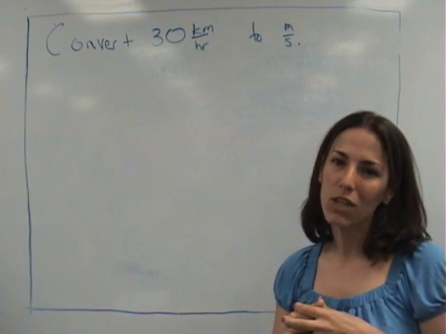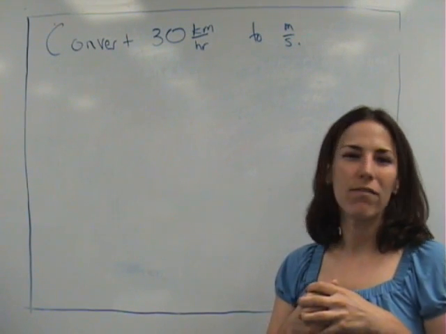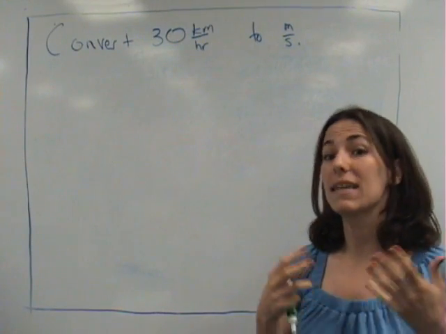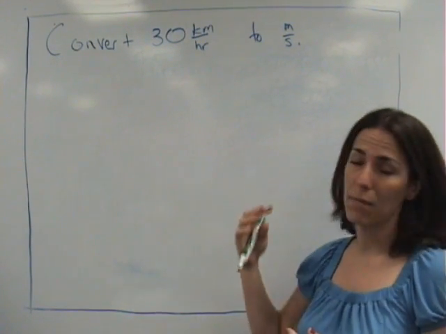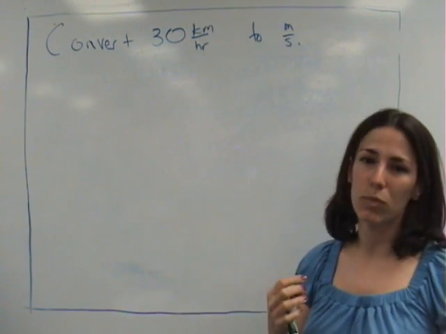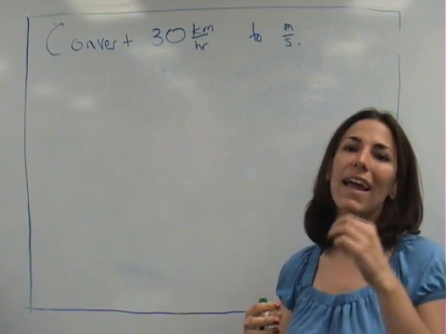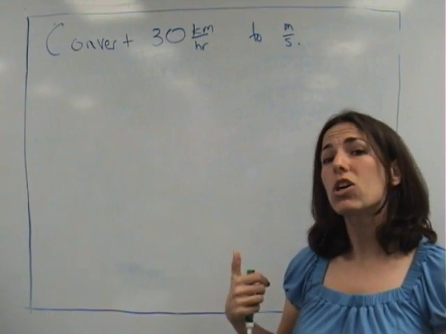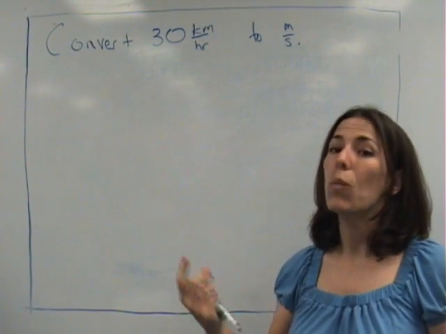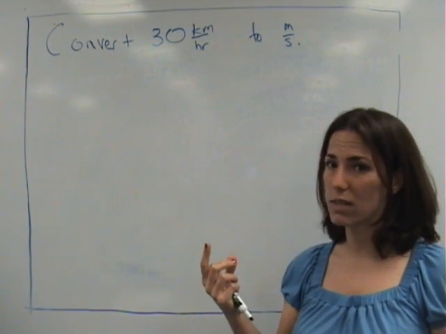Many of my students are really good at simple conversions, but they get very stuck when it comes to converting things like speed. For example, kilometers per hour, converting that into meters per second. That's tricky because there's two things to convert. There's a numerator and a denominator. So I want to show you how to handle conversions when you need to change two units at once.